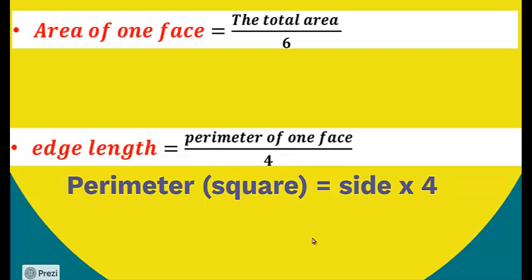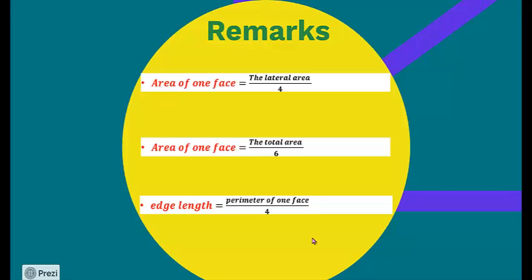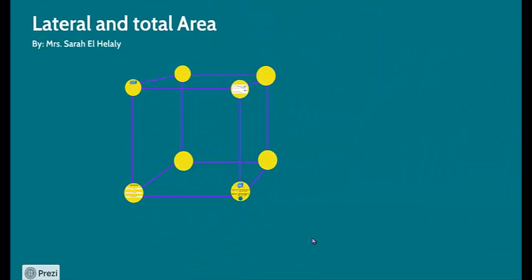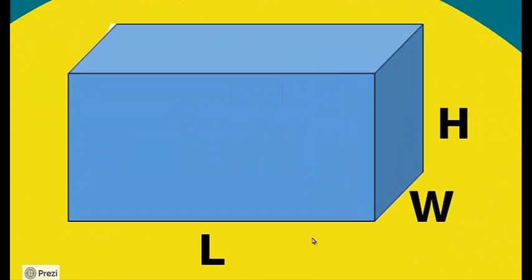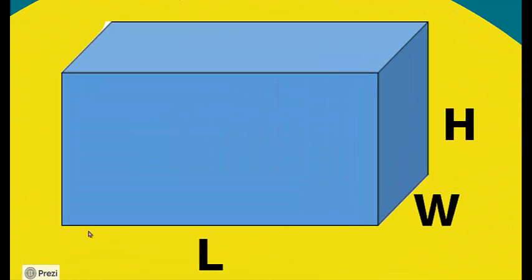Those are the 3 remarks that I will use while solving lateral and total area for a cube, plus the 2 rules for calculating lateral area and total area. Let's jump now and see how I can calculate total and lateral area for a cuboid. Here is my cuboid. Here is my length, my width, and my height.